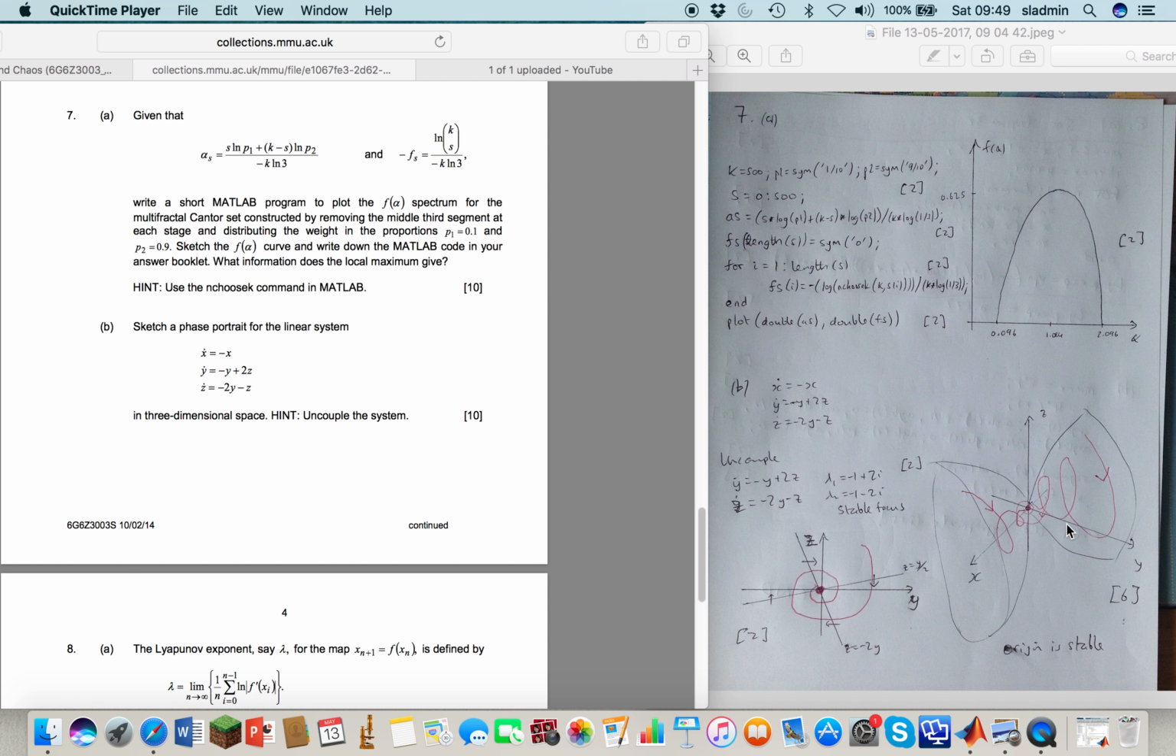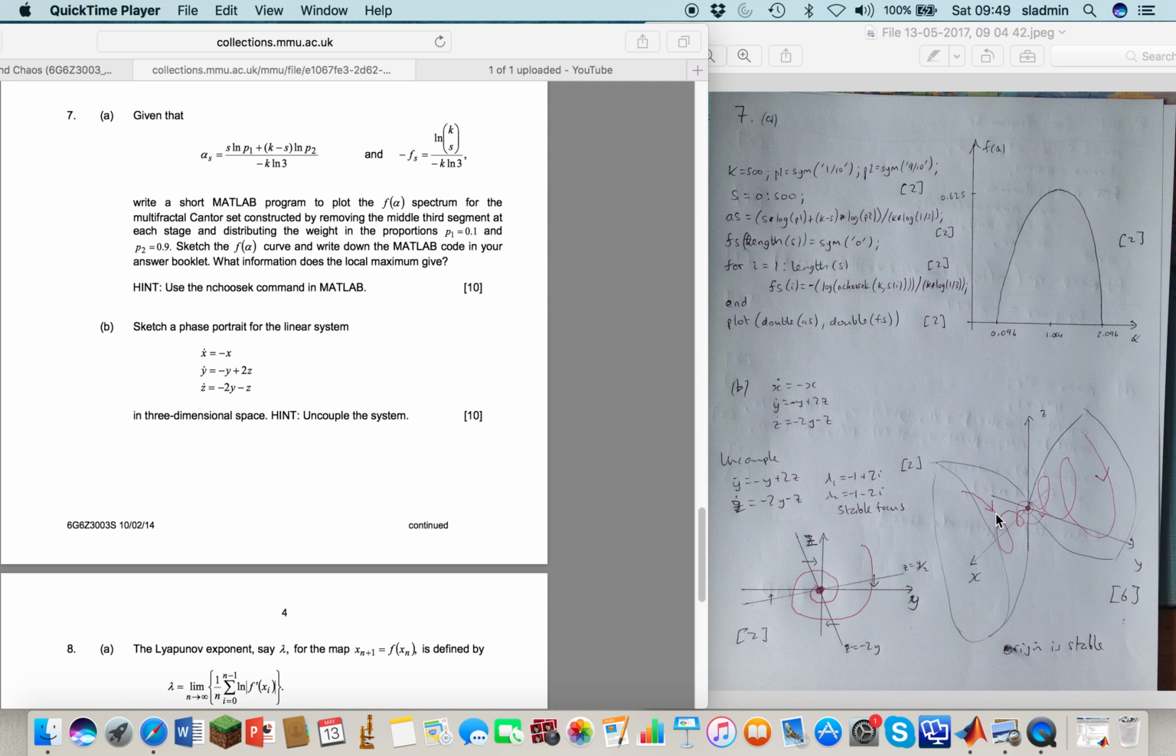And then this is where you have to use your artistry. You can see I've done a rough sketch here. So X, Y, Z is a 3-dimensional picture. Remember, we have a stable focus in the YZ plane. Because X dot is negative, trajectories spiral towards the origin.